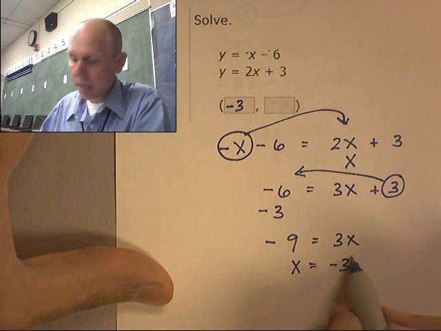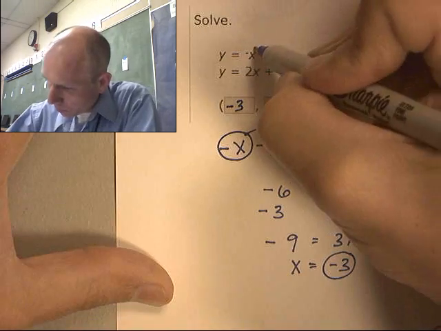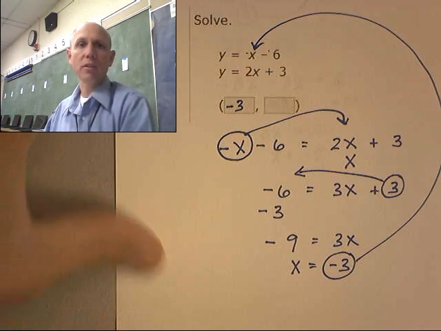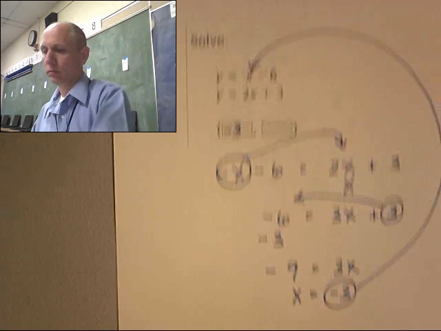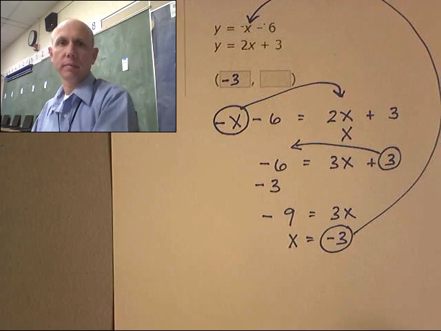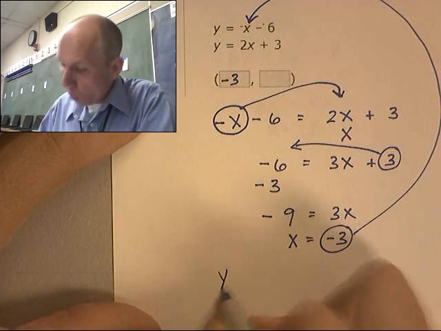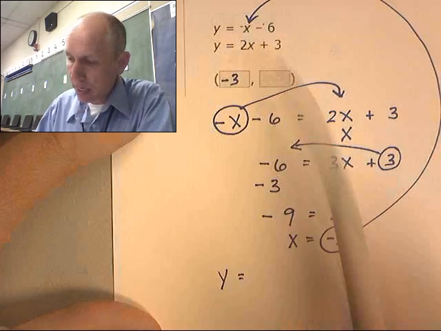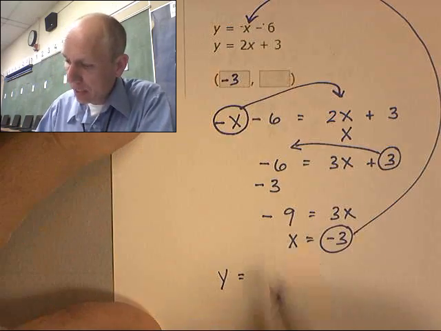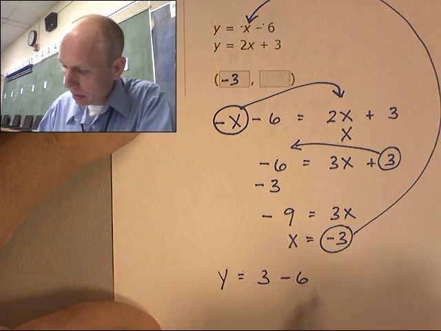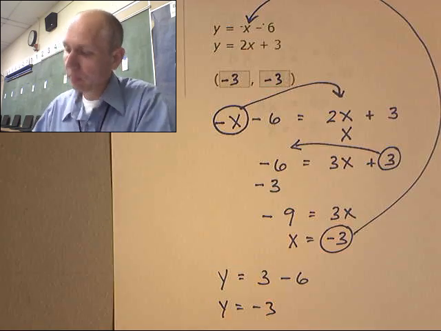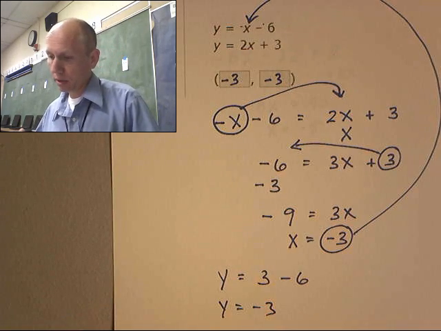X equals negative 3. Now let's take this negative 3 and put it right there. You like the sound effects? Shh. What's that going to give me? So y equals negative x, negative 3, right? Negative x, but x is negative 3, so negative 3, that's 3 minus 6. Y equals negative 3 also. Look at that. Negative 3, does that work? Negative 3, that works. Good stuff.